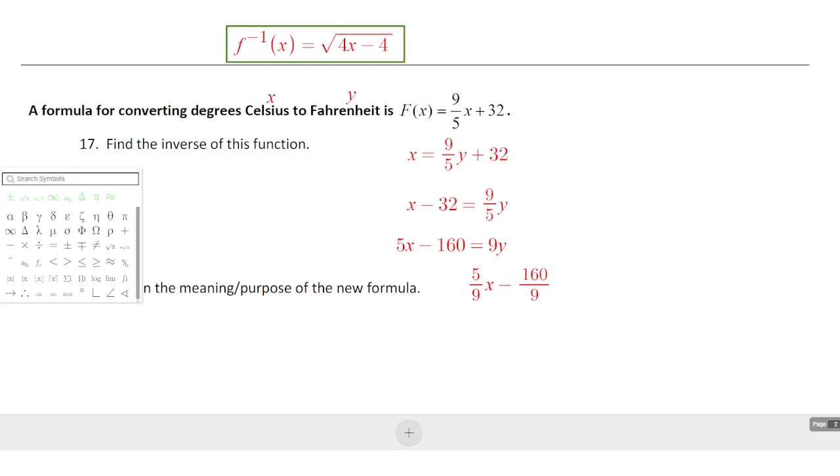I think that might just be it. Let's see, 3. No, yeah, that's it. Okay, so here's our inverse, right? This is going to be F inverse.